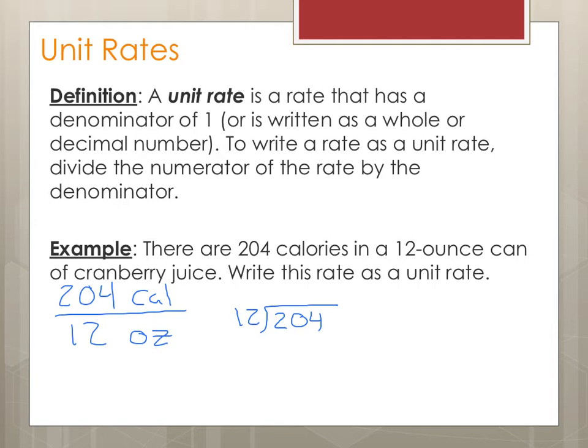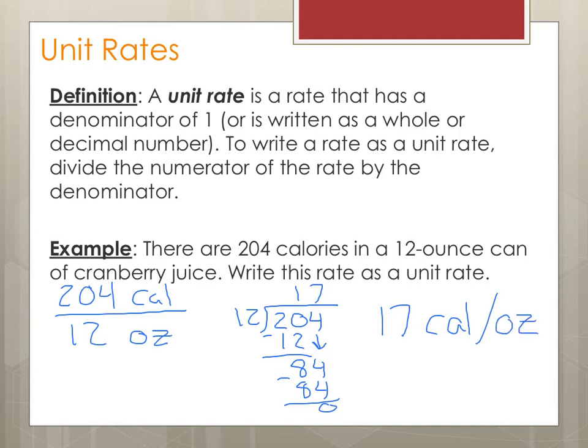Alright, 12 won't go into 2, but it'll go into 20 one time. 12 times 1 is 12. We'll subtract and get 8, and then bring down the 4. And then 12 will go into 84 7 times. 7 times 12 is 84. We subtract and get a remainder of 0. So we would write this unit rate as 17 calories per ounce.